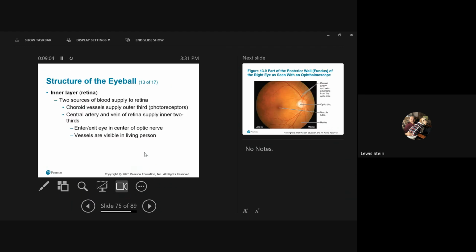So the blood supply comes from the outer third, the photoreceptors, and as you see, if you look schematically and go back and look at the optic nerve, nerves have the blood supply in the middle. And that's what's supplying the inner two-thirds, more or less. Okay.